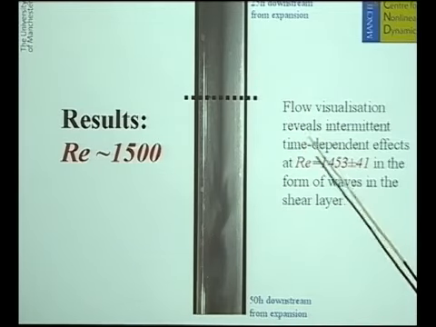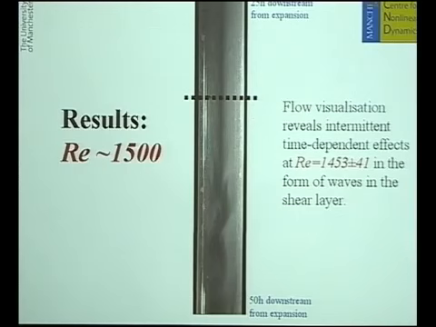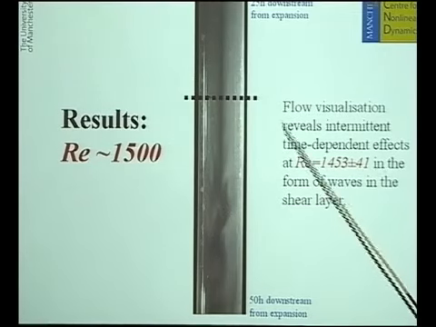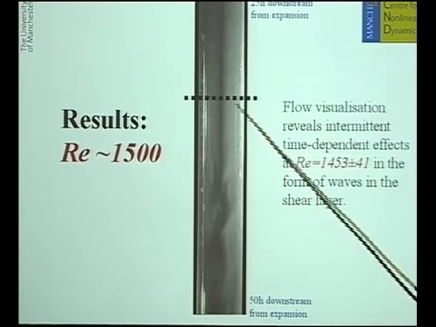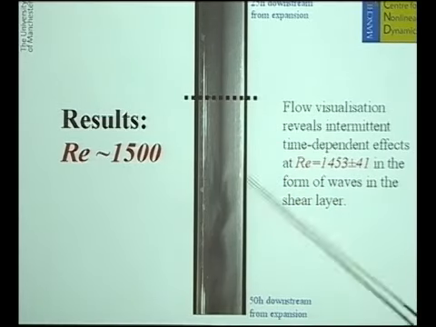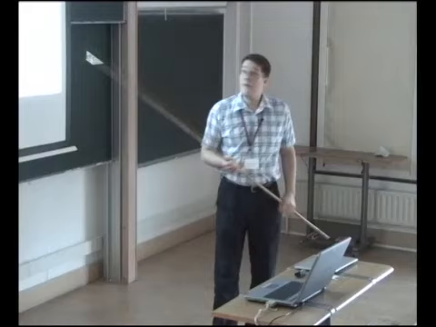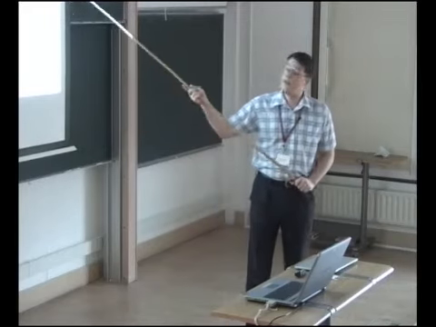So now we're going to use Mermaid in the flow as a flow visualizer. And Mermaid is desiccated oyster shell or fish scales, and this follows the streamlines of the flow. And you can see at around 1500, or 1453, now we get this wave-like structure in the flow.